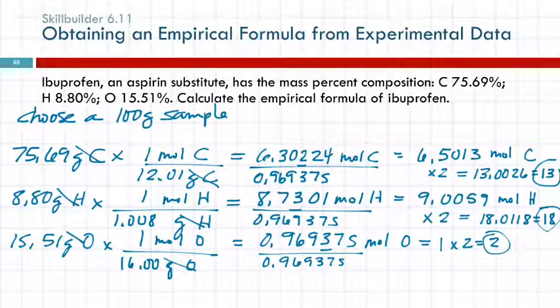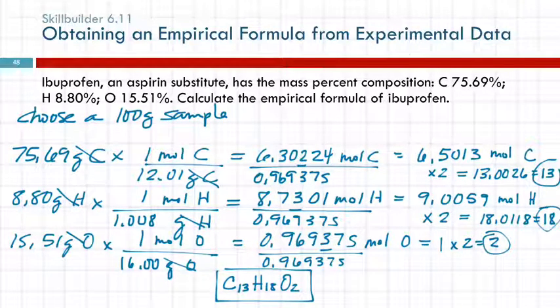So my formula, and we don't really need to think too hard about which element goes first. Just do them in the same order that the problem gave you, and it'll be right. So carbon, there's 13 carbons, and 18 hydrogens, and 2 oxygens. And those seem like large numbers for subscripts, but they're perfectly fine. There are molecules that have 1,000,000 carbon atoms.